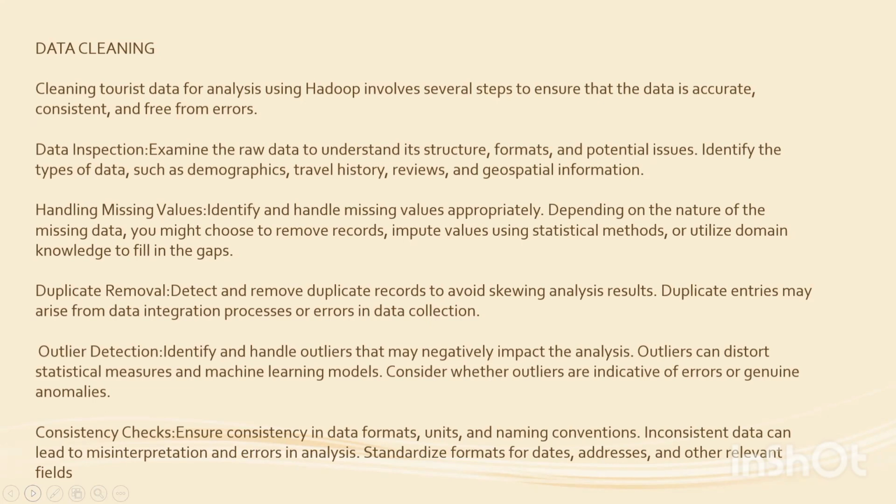and consistent data. Outlier detection: identify and handle outliers that may negatively impact the analysis. Outliers can distort statistical measures and machine learning models. Consider whether the outliers are indicative of errors or genuine anomalies. Next is the consistency check: maintain consistent formats in naming conventions, addresses, and dates across fields.